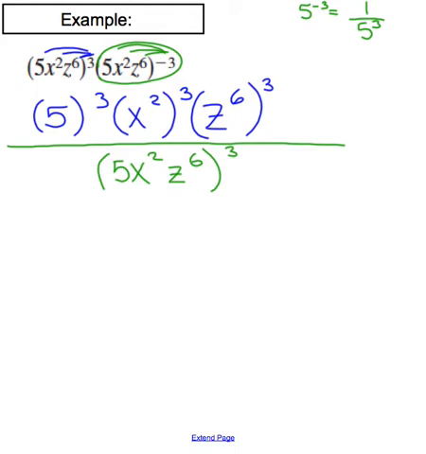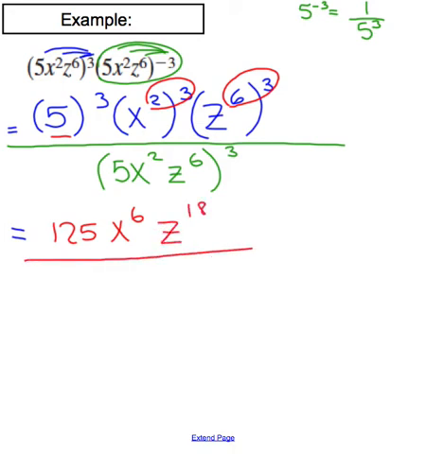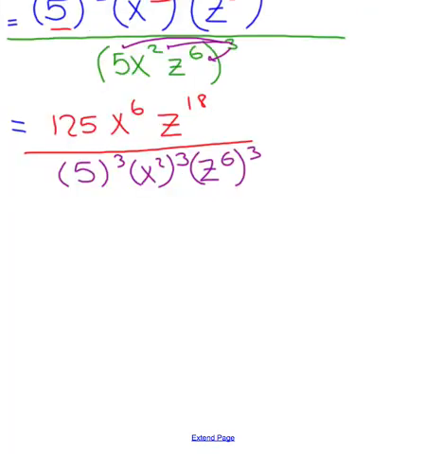All right, so let's go ahead and go back up to the numerator, and we're going to multiply. 5 times 5 times 5 is 125. X squared raised to the third, we're going to multiply those numbers together. Z to the 6th raised to the third, we're going to multiply those numbers together. Now we'll head down to the denominator. We're going to distribute the 3 into all pieces. So that's 5 raised to the third, x squared raised to the third, z to the 6th raised to the third. I'm going to leave the numerator alone.